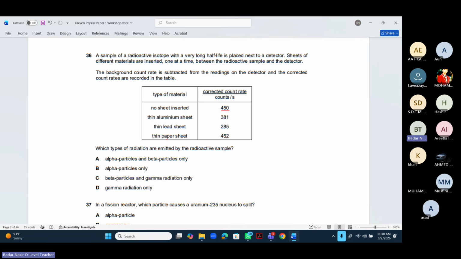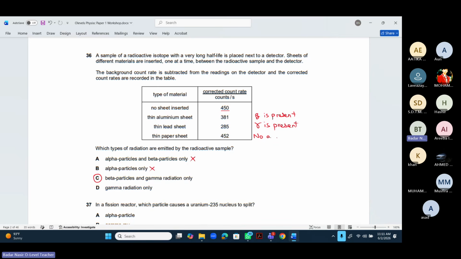And when you insert a paper sheet, the count rate does not fall, which means no alpha particles are present and beta is present and gamma is also present, because the count rate falls further from 381 to 285 when you place a thin lead sheet. Which type of radiations are emitted by the radioactive sample? Alpha particles and beta particles only, alpha particles only, beta and gamma.